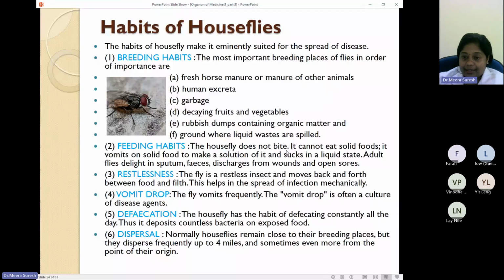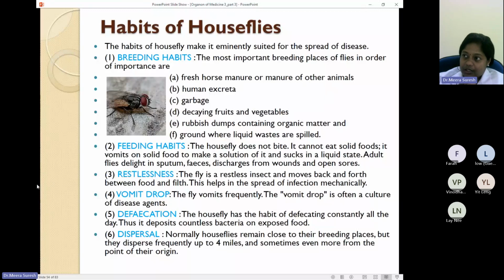The feeding habits: actually the housefly does not bite, as mosquitoes do. But how they cause problems is because of their feeding habits. It cannot eat solid food. It will come and sit on exposed food materials, and they are not able to eat solid food, so they need to liquefy it. To liquefy it, it will vomit on that solid food, make a solution of it, and suck it in.